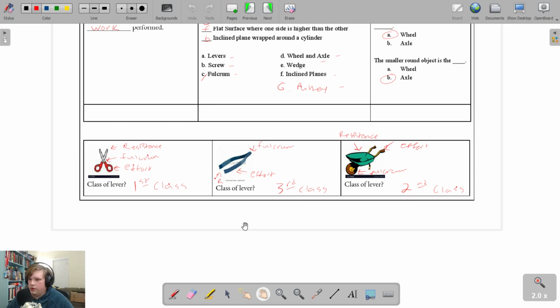Okay? So the resistance deals with what you're doing work on. With scissors, you're doing work on the paper. With tweezers, you're doing work where you are picking something up. With a wheelbarrow, you're doing work by carrying whatever is in the barrow part of the wheelbarrow. Okay, the load is what you're picking up or moving, and then the resistance is the force from the load. So they're almost interchangeable. They are slightly different. Okay, and that's about it.